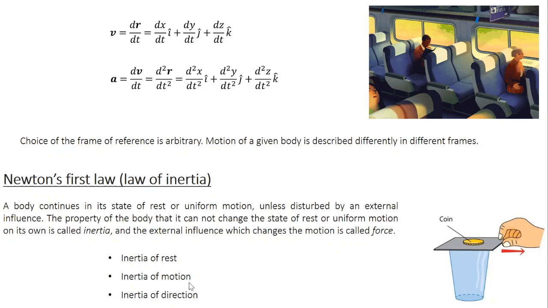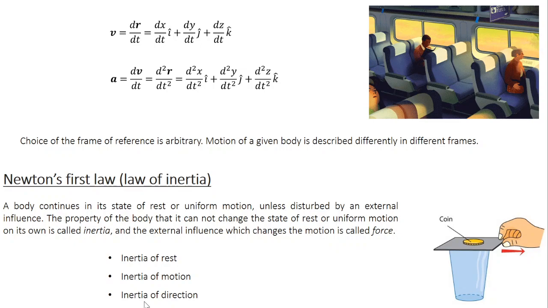Second one is inertia of motion. Once again, imagine that you are standing in a moving bus and suddenly if the driver applies a brake, the bus comes to a halt and you tend to fall forward. Here what's the reason? The lower part of your body, which is in contact with the bus, comes to the rest position immediately, but the upper part continues to be in the state of uniform motion. Right? So as a result, you tend to fall forward.